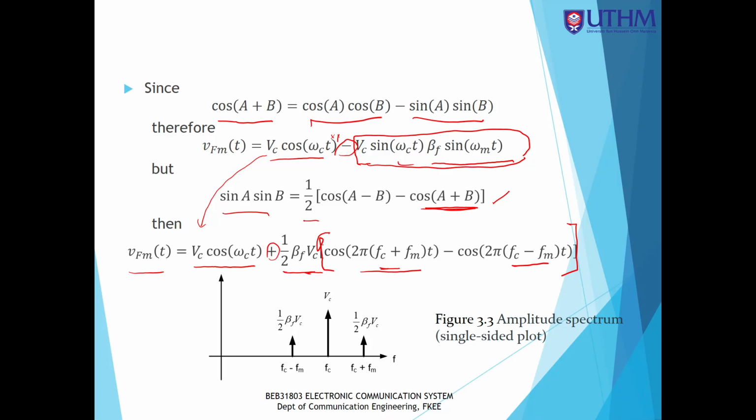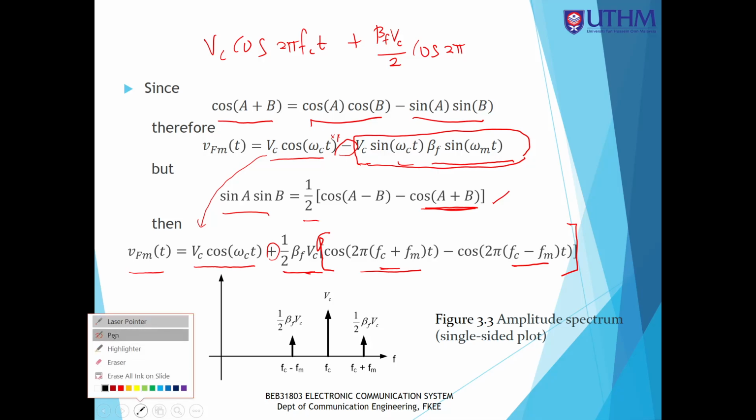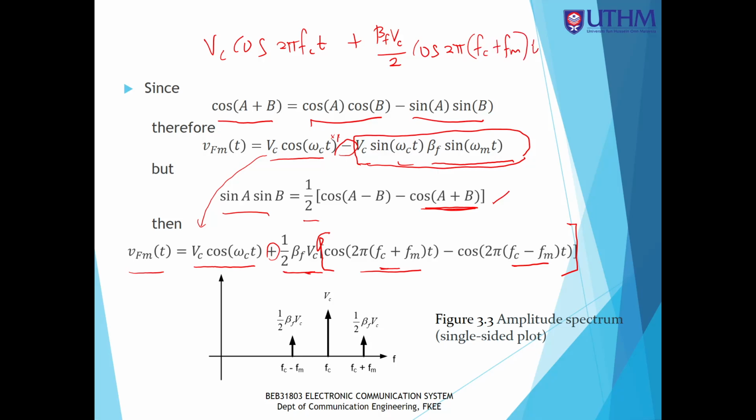If you want to rewrite the equation, it becomes like this: Vc cos 2 pi fct plus beta f Vc over 2 cos 2 pi (fc plus fm), the upper sideband, minus the lower sideband, which is beta f Vc over 2 cos 2 pi (fc minus fm).